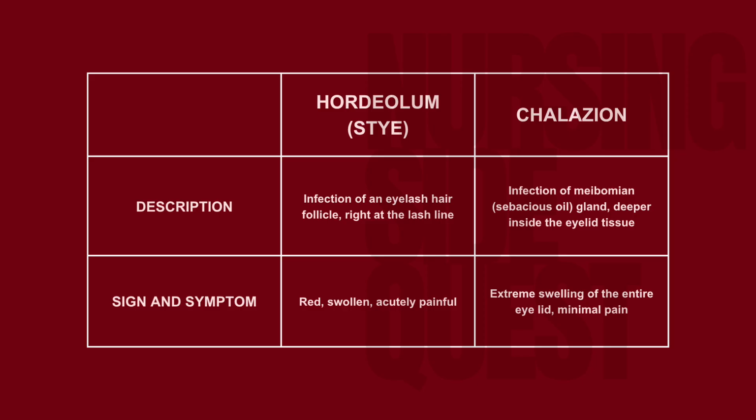A hordeolum is an infection of a hair follicle. Hair follicles are tightly packed with highly sensitive superficial nerve endings designed to feel the absolute slightest brush of dust or wind. Right. When that tiny confined space gets infected and inflamed, the pressure on those superficial nerves causes acute, sharp, throbbing pain. That makes sense. But a chalazion involves the meibomian gland, which is buried deeper inside the dense tarsal plate cartilage of the eyelid.